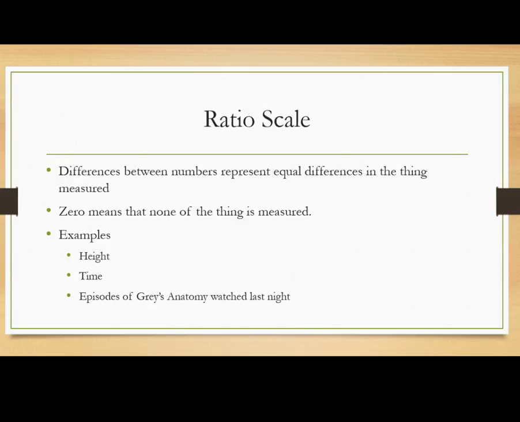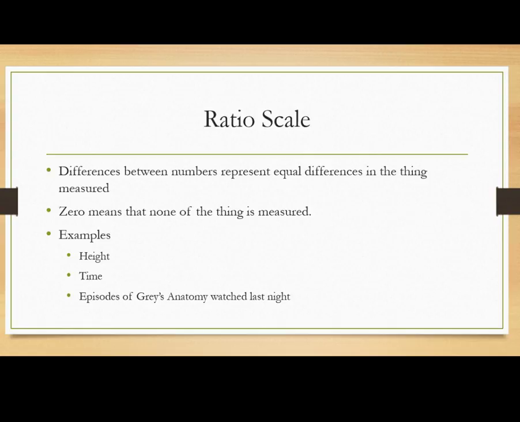So examples of the ratio scale. We've got height. You can imagine 0 height. That's no height at all. And you can measure something in inches, so you can say that 1 inch, 2 inch, 3 inch, they're all the same amount of distance from each other. Time, 0 time, something we can conceive, no time left, so that makes sense. There's no such thing as negative time.